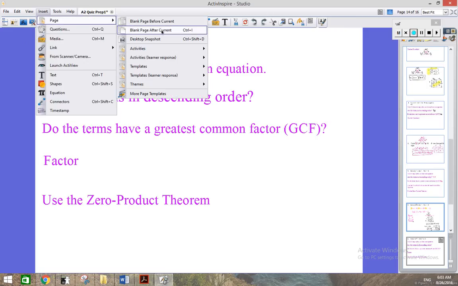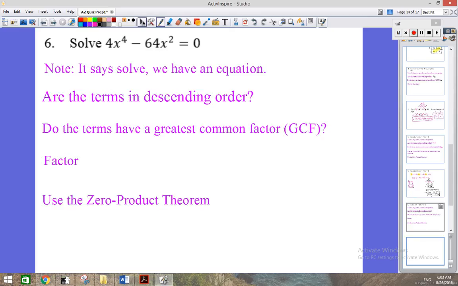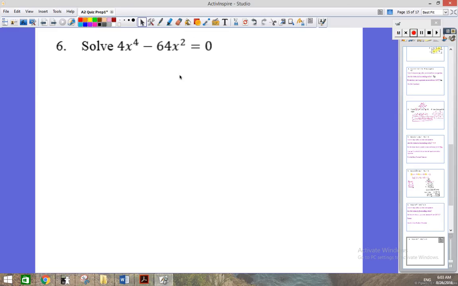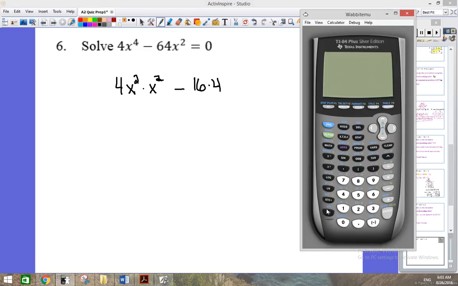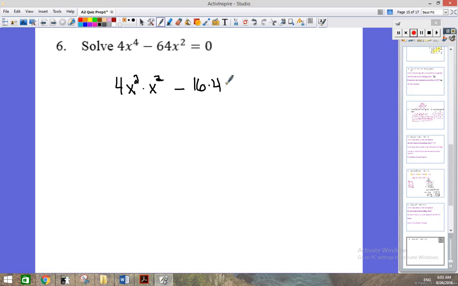So again, let's come over and look at this in more detail. We don't want to make silly mistakes. It's okay to write extra steps in there. I'm going to look at this 4x to the fourth as 4x squared times another x squared, because 2 plus 2 is 4. I'm going to look at this 64 as 16 times 4. If you don't believe me, come up to a calculator, and 16 times 4 is 64. And then I have x squared.